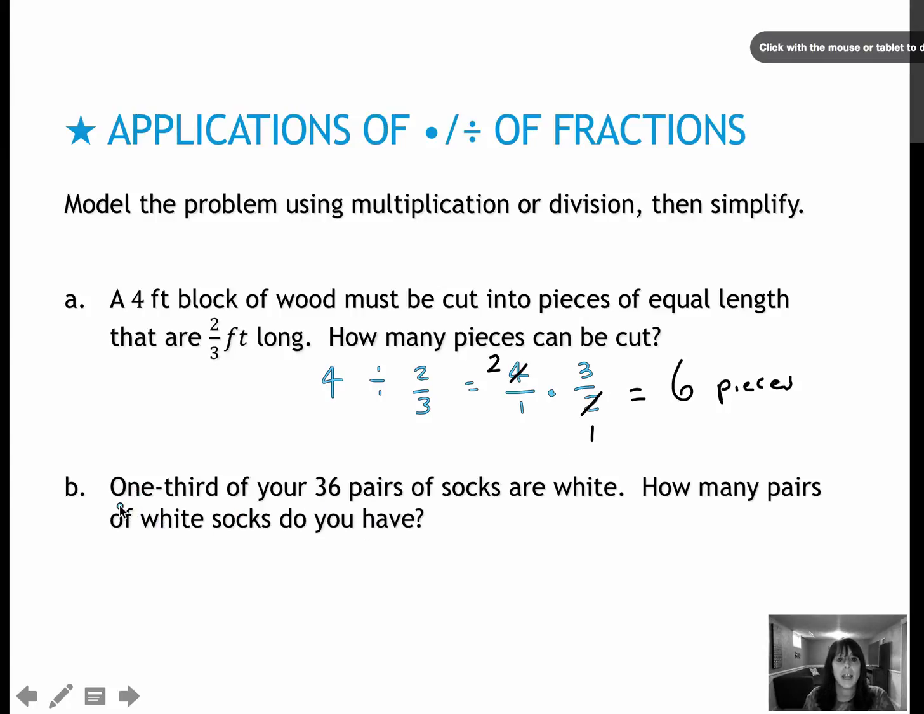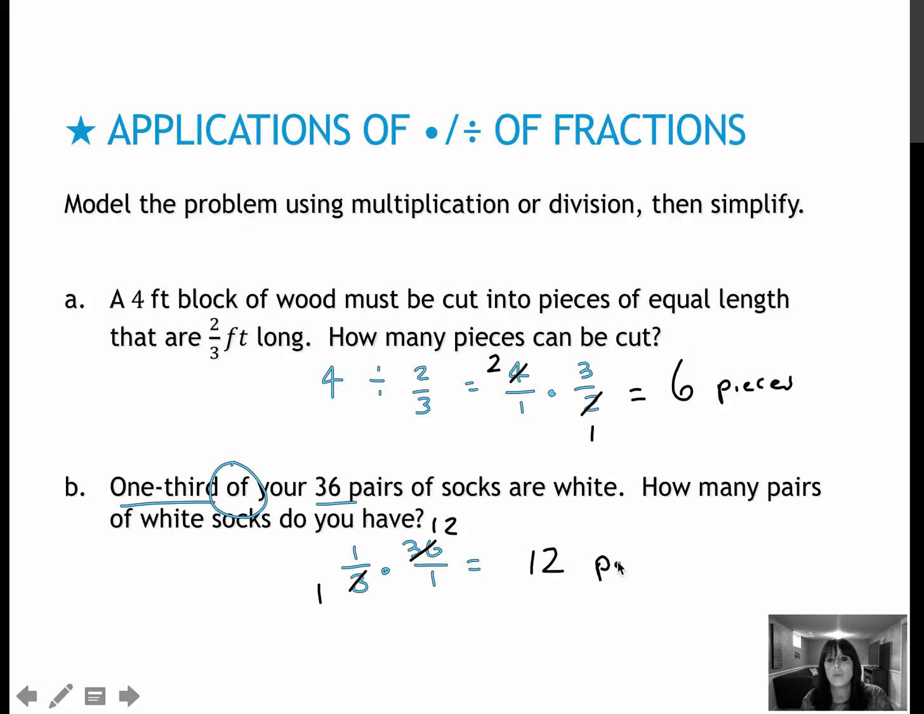The second question, I have 1/3 of 36 pairs of socks. So "of" always tells me to multiply. So I have 1/3 times 36. I'm going to write 36 over 1. I'm going to also reduce. 3 goes into 3 once and into 36 12 times. 1 times 12 is 12. 1 times 1 is 1. And so I get 12 pairs of white socks. So again, pay attention. If the question says write your solution as a sentence, then I would have to write, I would have 12 pairs of white socks.